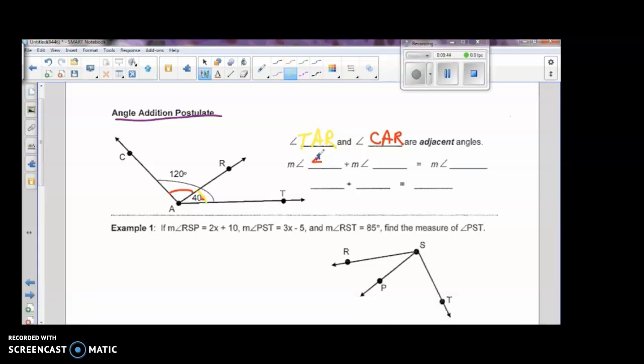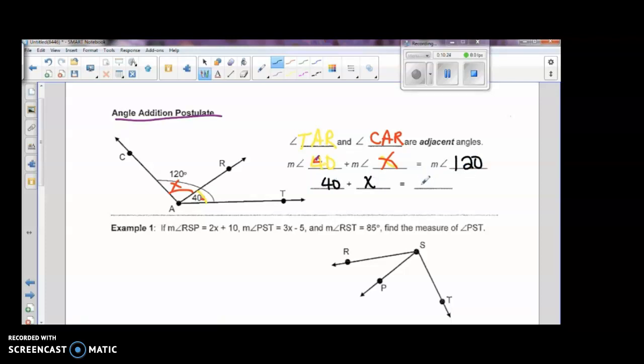Okay, so now we're gonna actually put some numbers in here. So for TAR, we happen to know that that is 40 degrees, but we don't know the measure of angle CAR. And by the way, I'm using the word informally. You wouldn't normally pronounce it; you would say measure of angle CAR. But anyway, we don't know the measure, so we'll call that X. And the measure of angle CAT, that whole thing, is 120.